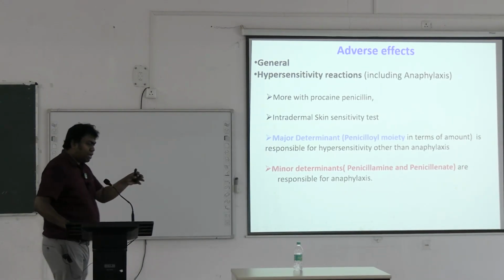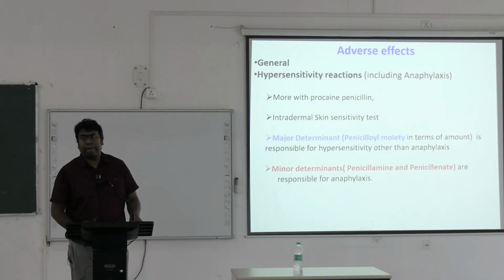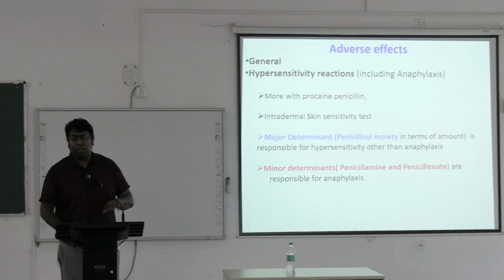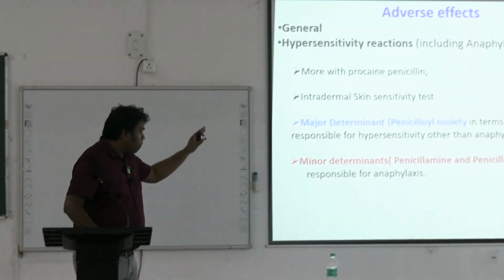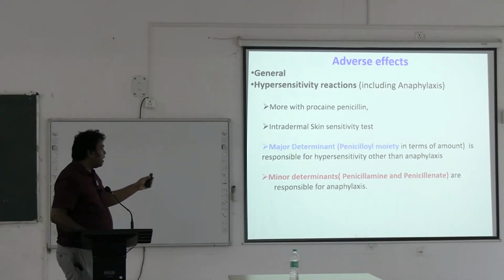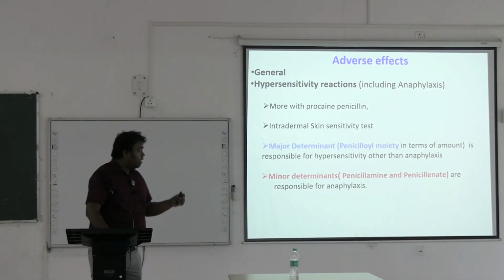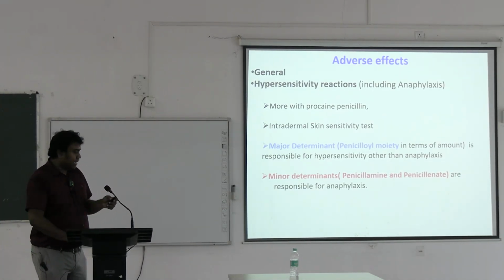Can you tell me one of the other drugs which can be given intradermally? Most of you, if not all of you, have taken that drug. Yes, BCG is the intradermal one. Penicillin skin test is also intradermal. Clear? Major determinant is the penicillinol moiety, the determinant of this allergic activity. Minor determinant is penicillamine and penicillinate. You have to remember penicillinol moiety is important for allergic reactions.